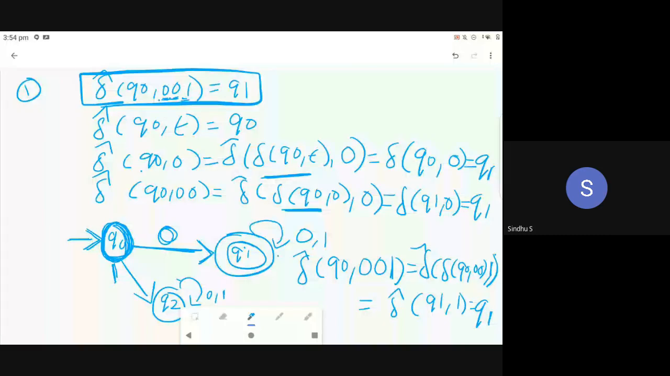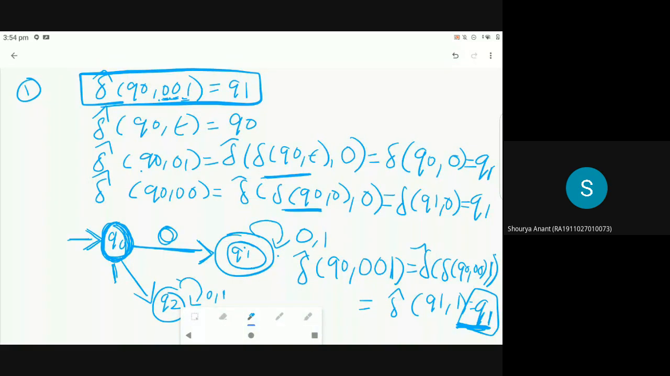So what is the result? The sequence is accepted. I have scanned each alphabet of my input and reached q1. It means that if my input reaches the final state, then that particular input will get accepted by my machine. Otherwise, the input will not get accepted by my machine. Yes or no?